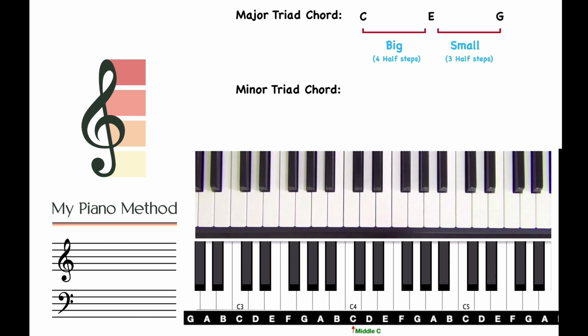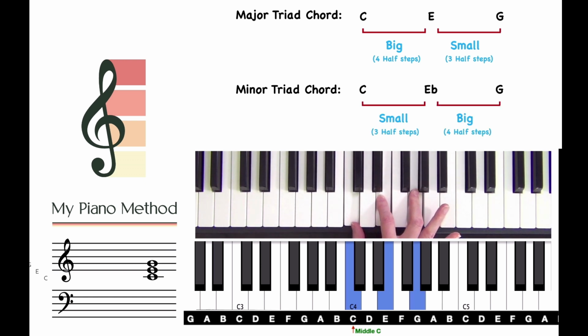So if we start on C, we go big, then small. The big is 4 half steps and the small is 3 half steps. To find the minor triad chord, the small goes first and the big goes second. So it's 3 half steps followed by 4 half steps. So you're just switching it. So major triad is big, small, and minor triad is small, big. And that's all you've got to remember.